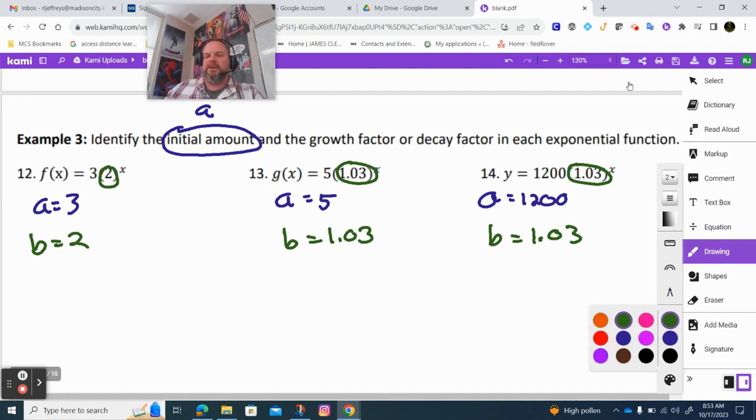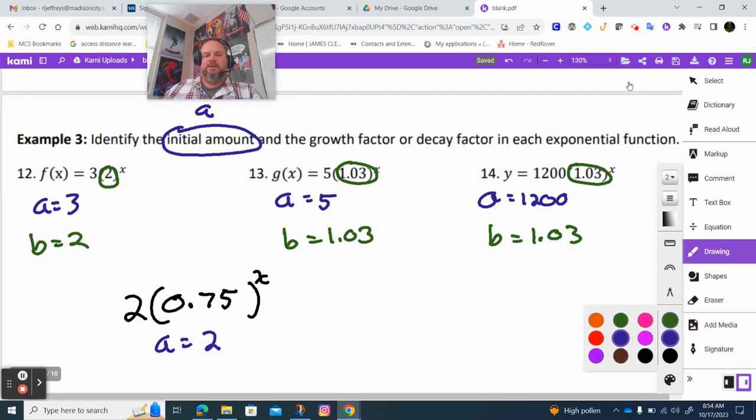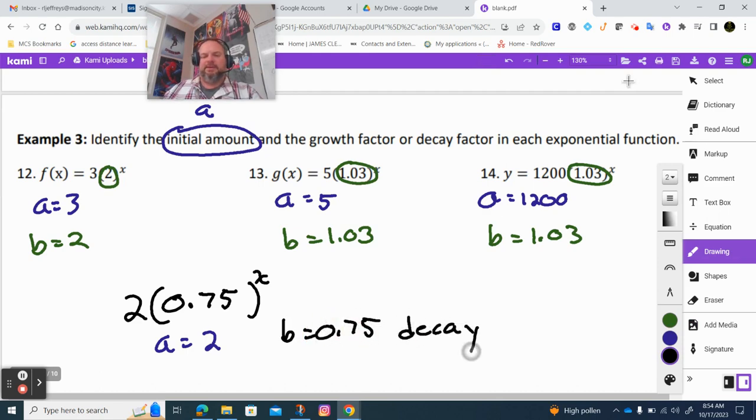Now, if we would have something like, somebody give me a number that's bigger than 1. 2, okay. Like if we had 2.75 to the x power. Well, our a would be 2. Our b would be 0.75, and this one would be decay because our b is between 0 and 1.